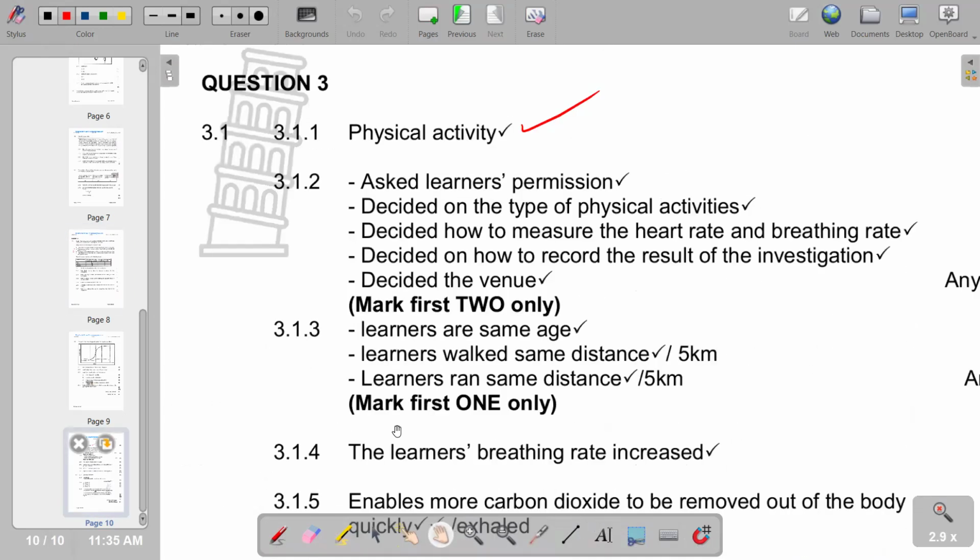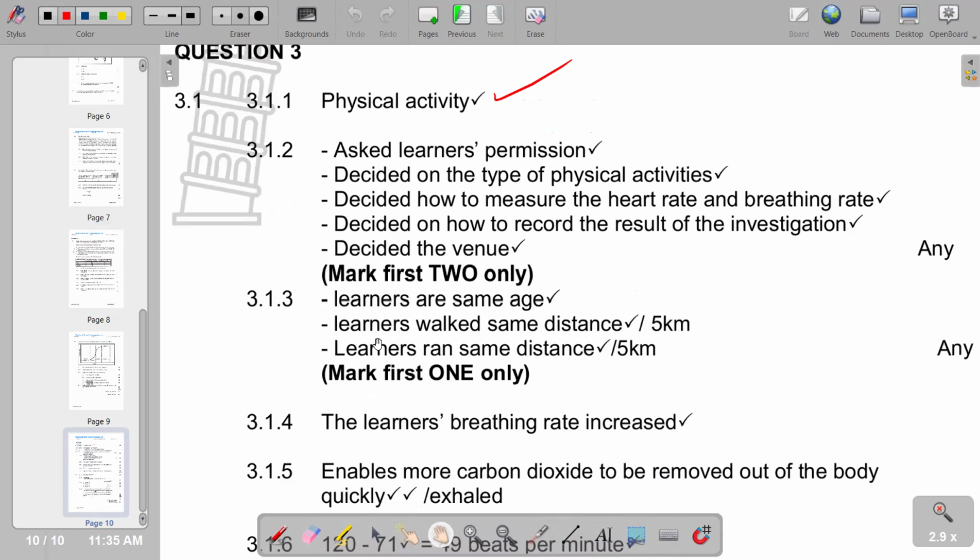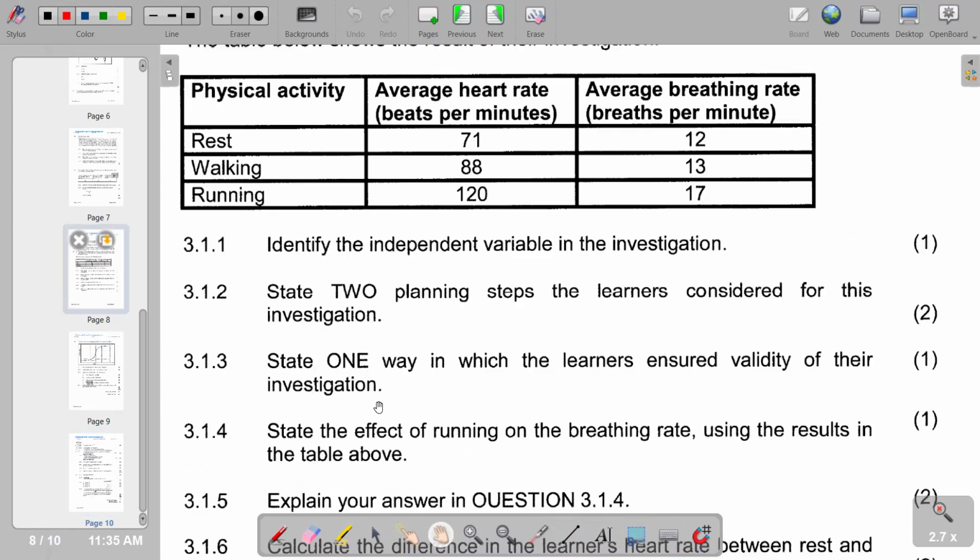So with that, I will say that the learners are the same age, and the learners walked the same distance, the learners ran the same distance. So this is another point that you can also include.